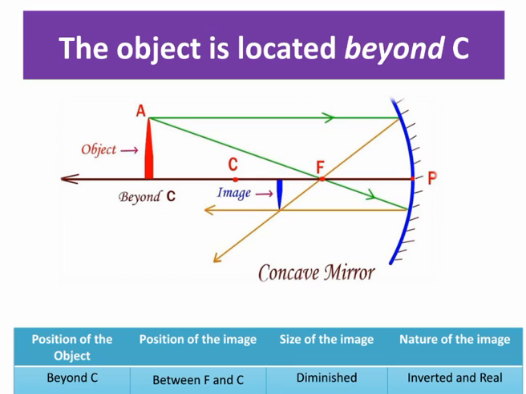Concave mirror. The object is located beyond C. When the object is located at a location beyond the center of curvature, the image will always be located somewhere in between the center of curvature and the focal point. You can see the image in the diagram. Regardless of exactly where the object is located, the image will be located in the specified region.